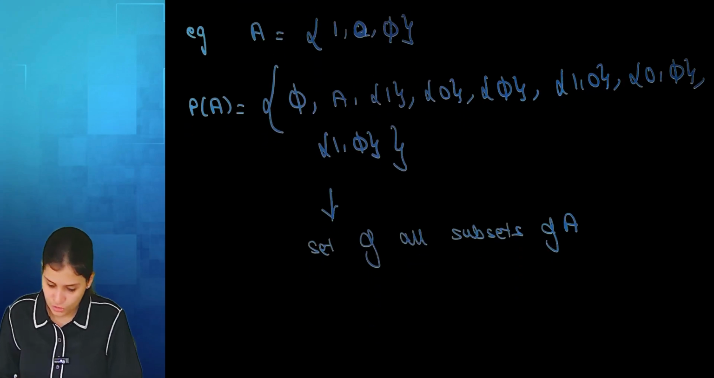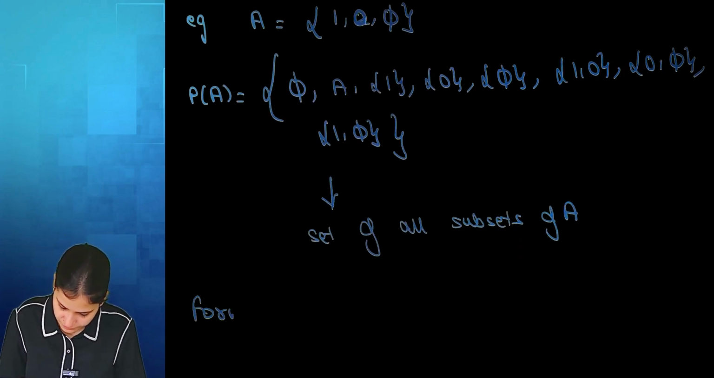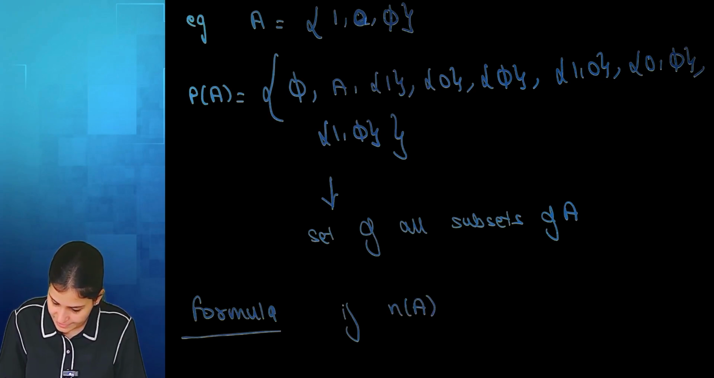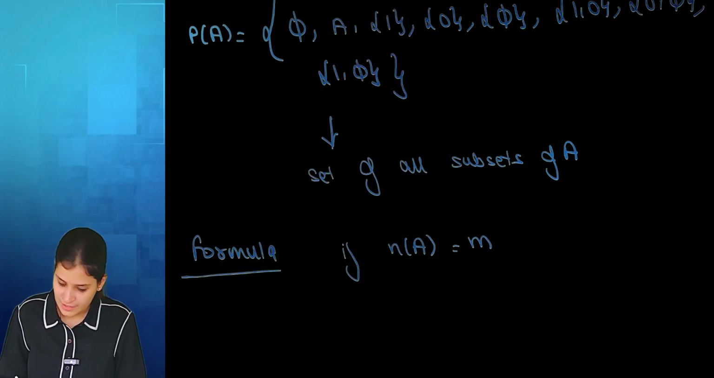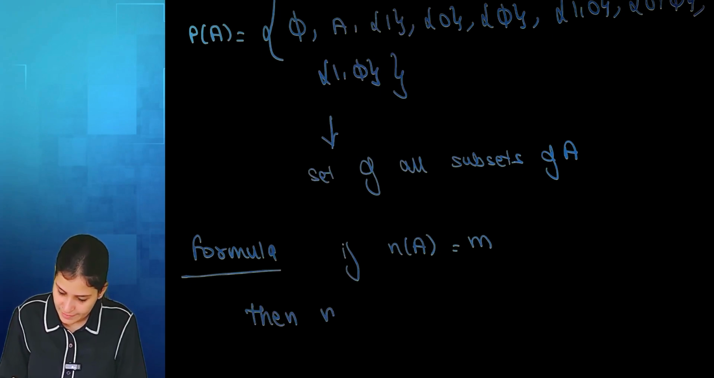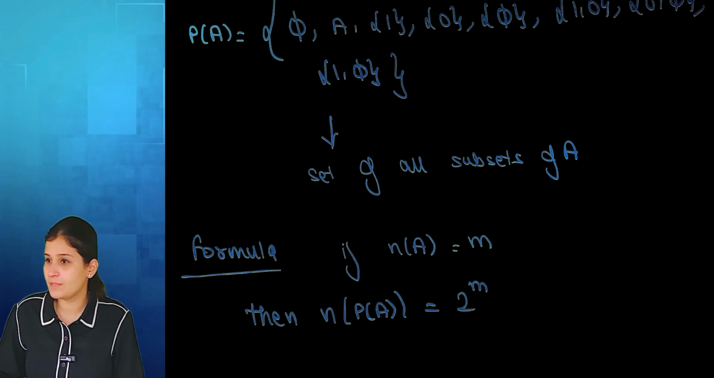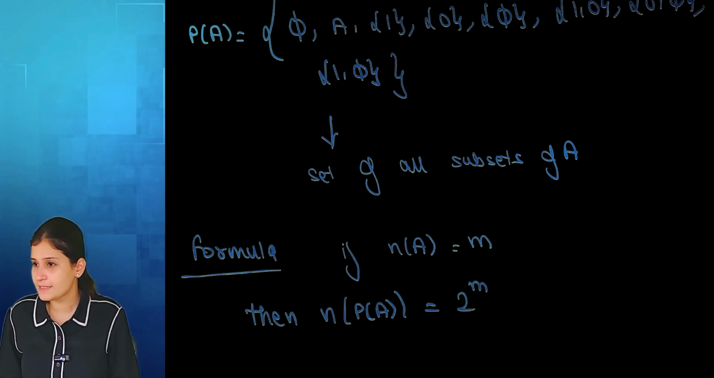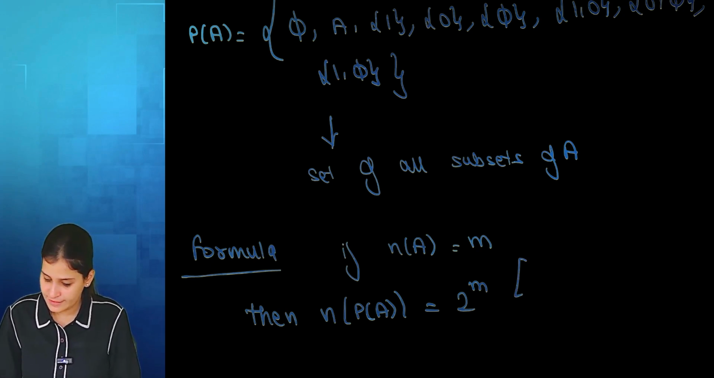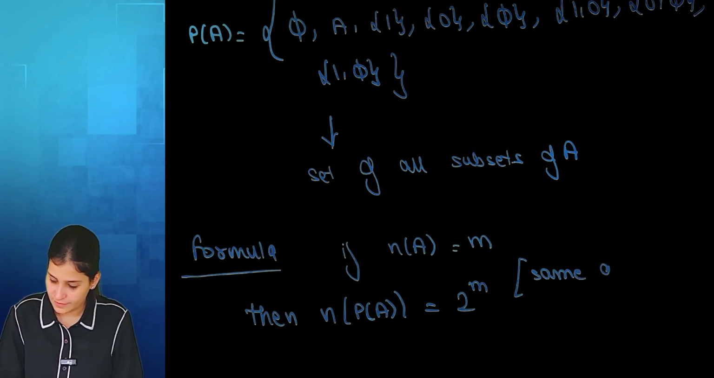So the formula: if the number of elements in A is m, then how many elements will its power set have? 2 to the power m, same as the number of subsets. Did you understand?